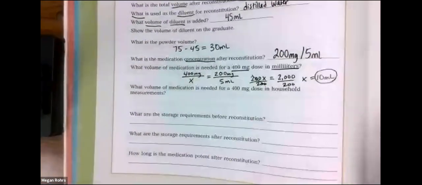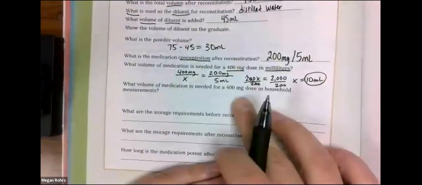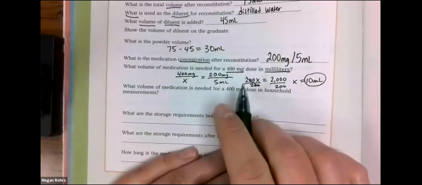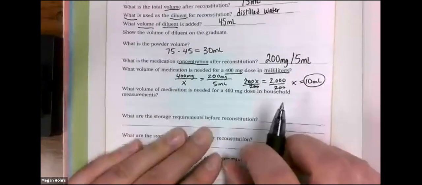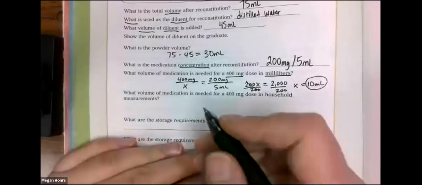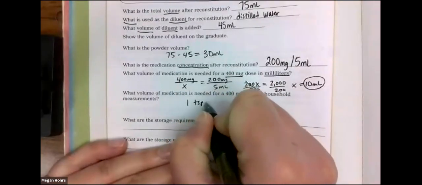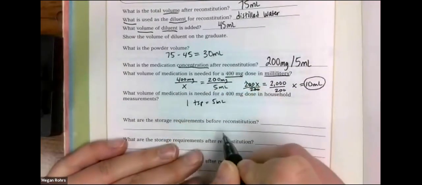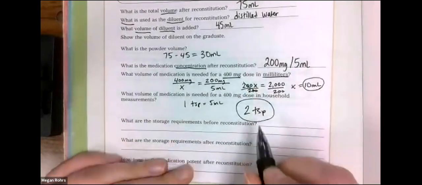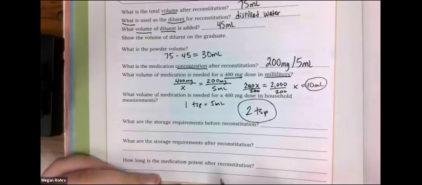Okay, so now it says what volume is needed for a 400 milligram dose in household measurements? Well, we just said that 400 milligrams would be 10 mils, and in 2 problems that I've already done, we've established that 1 teaspoon is 5 mils, so 2 teaspoons would have to be 10 milliliters.